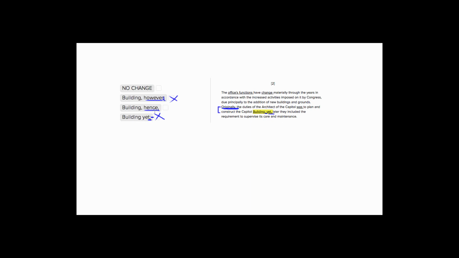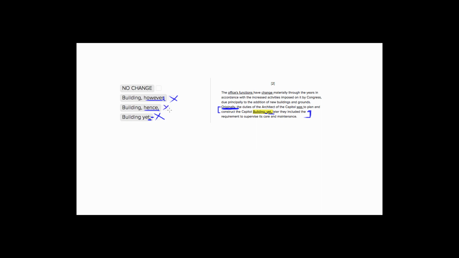So if we're using this hence, it wouldn't make that much sense to say that the duties were to plan the Capitol, so they included the requirement to supervise its care and maintenance. This second part of the sentence is talking about an added duty. So we're not just going to have you build the Capitol, we're going to have you supervise its maintenance over the years. So a hence wouldn't be the right connector between this original duty and this new added duty in the second part of the sentence. So that causes a meaning issue.